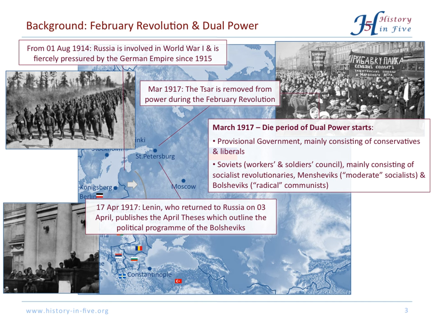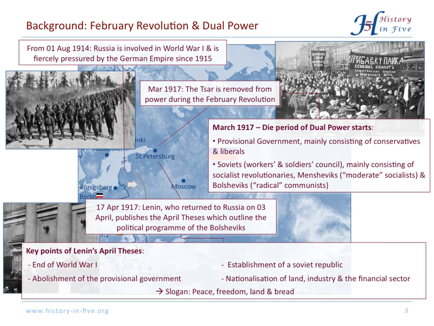The German Empire sent Lenin back to Russia from his exile in Switzerland to destabilize the country. And Lenin didn't waste any time. He made clear he wanted change. He published his April thesis, and the keywords here are peace, freedom, land and bread. So World War I should be ended, the provisional government should be abolished, there should be instead a Soviet Republic, and furthermore, the land, industry and the financial sector should be nationalized.